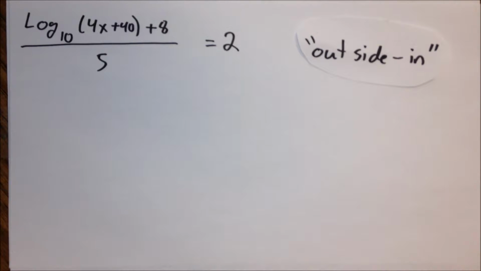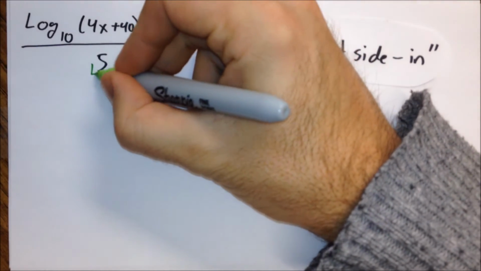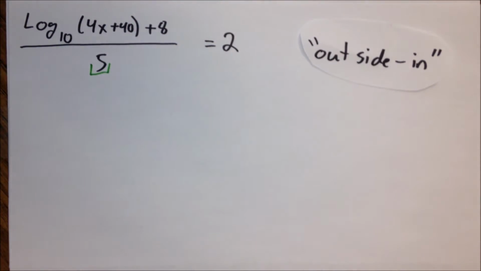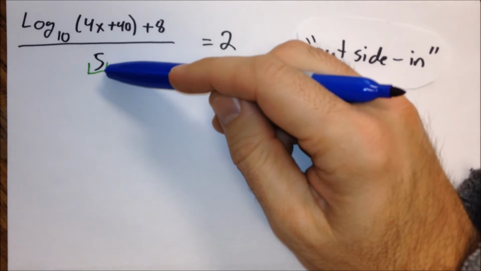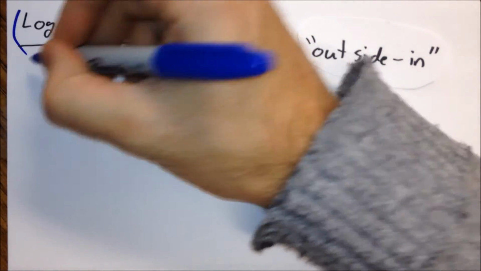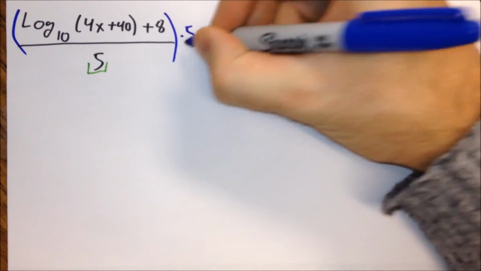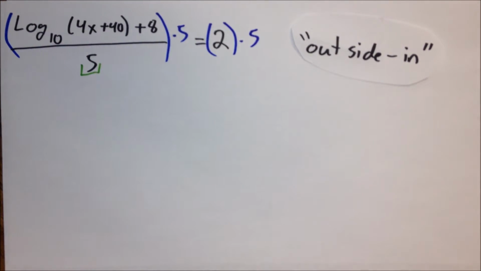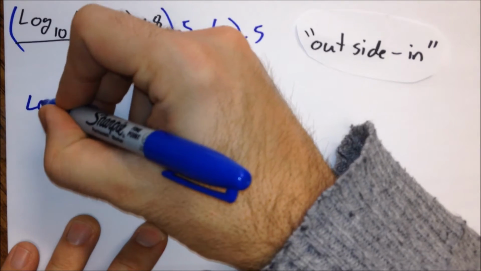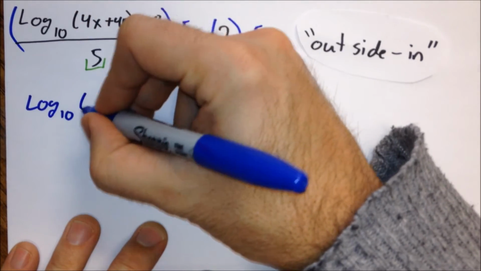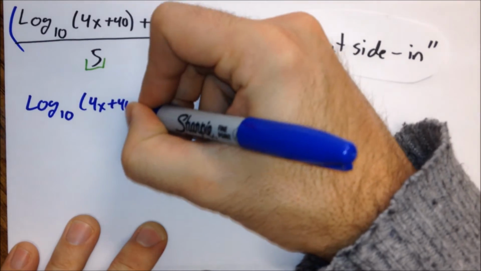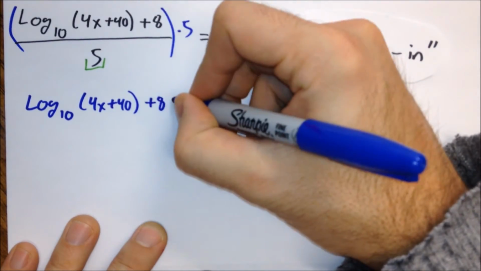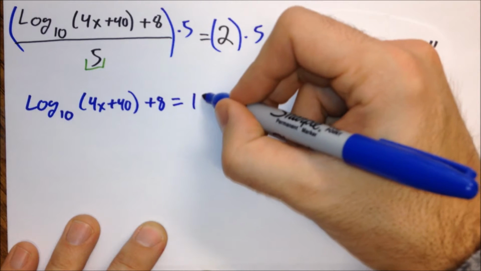So you have to know your order of operations and be able to read through the equation, but when I look through all this, I see that the last thing to happen to my equation was this 5. So that's the first thing I'm going to undo. A 5 on the bottom means that the last thing we did was divide by 5, so I'm going to use the inverse, and that's multiplication. I'll multiply both sides by 5, and I get my new equation, which is log base 10 of 4x plus 40, plus 8, is equal to 5 times 2, which is 10.